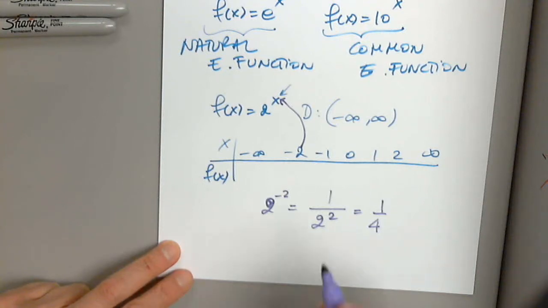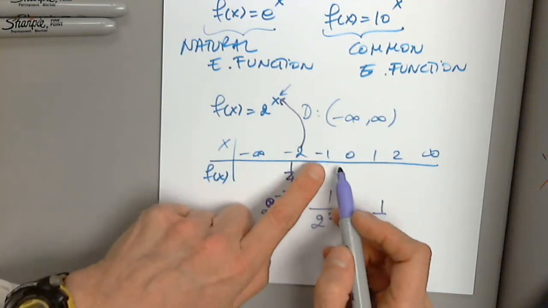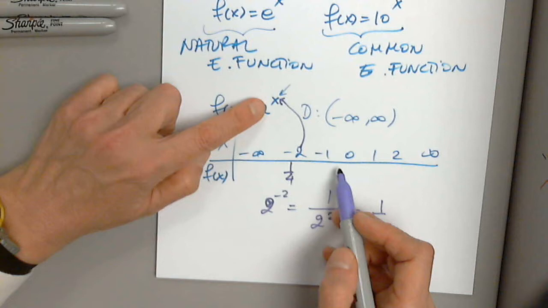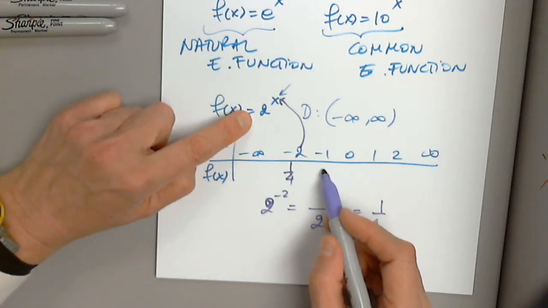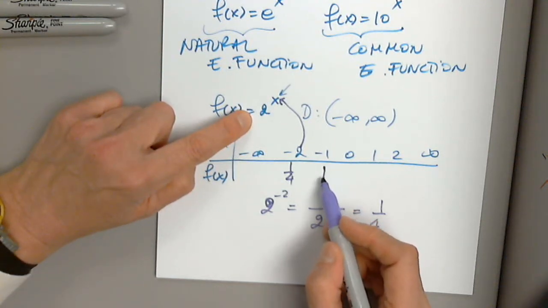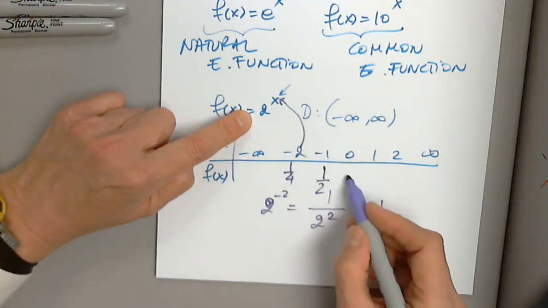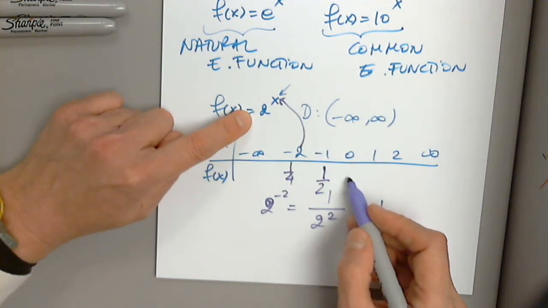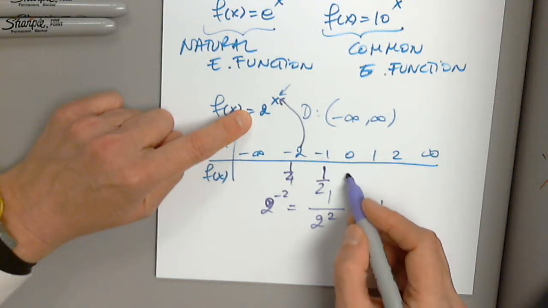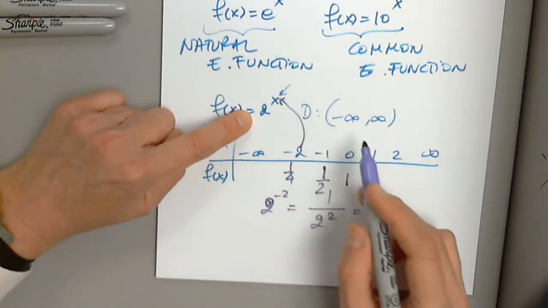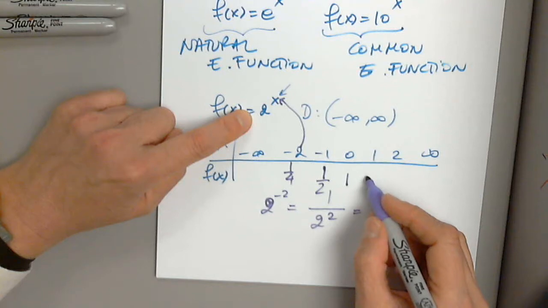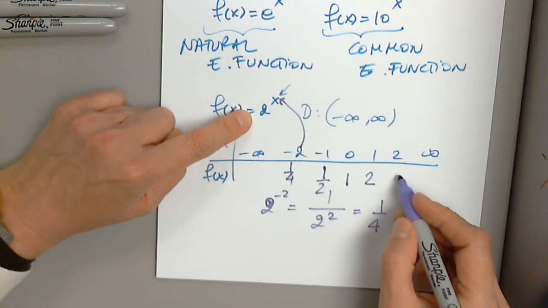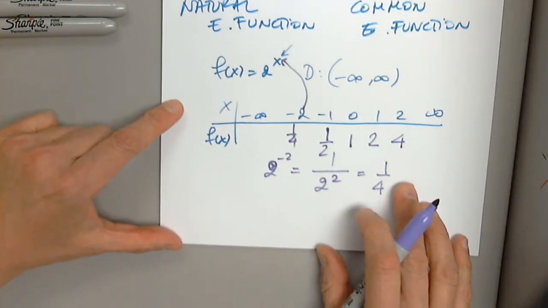Agreed? Very good. So then what happens when x is -1? Let's plug in -1 and see what we get. Perfect. Let's plug in 0 and see what we get. Careful. Any number raised to 0 is? Perfect. And let's plug in 1. And let's plug in 2. Good.